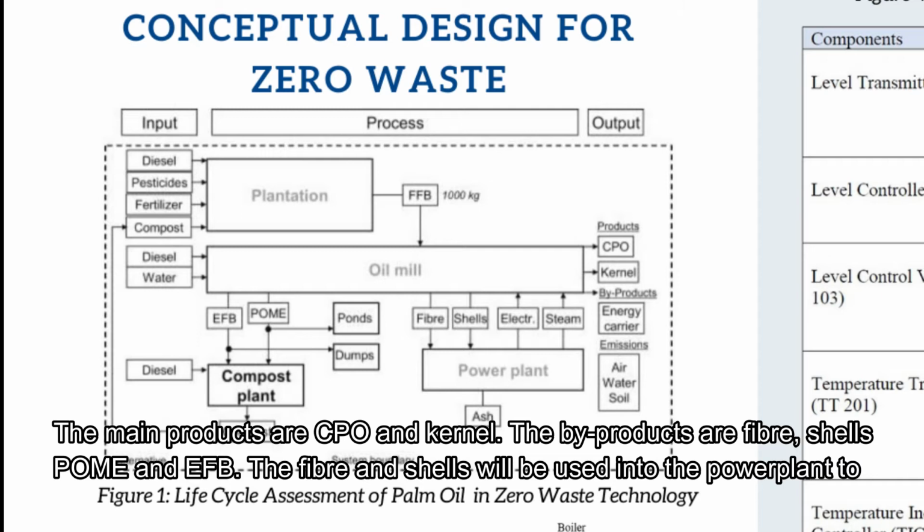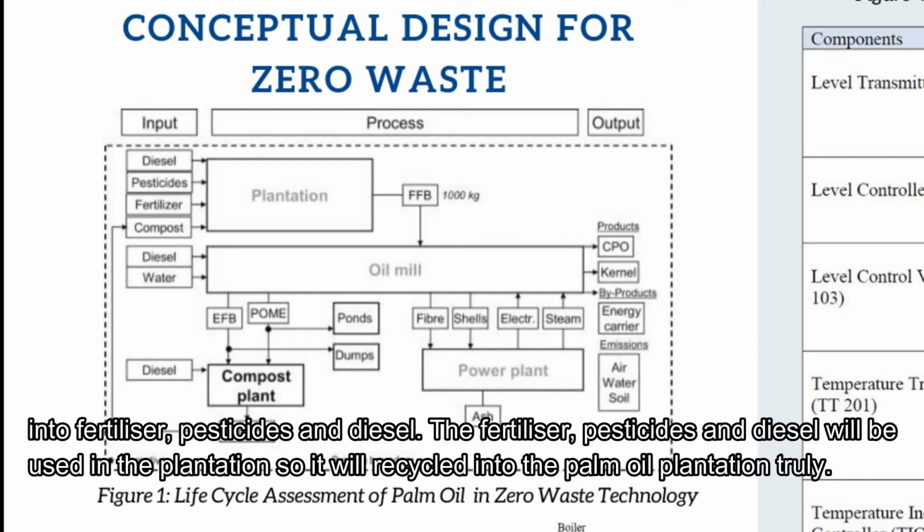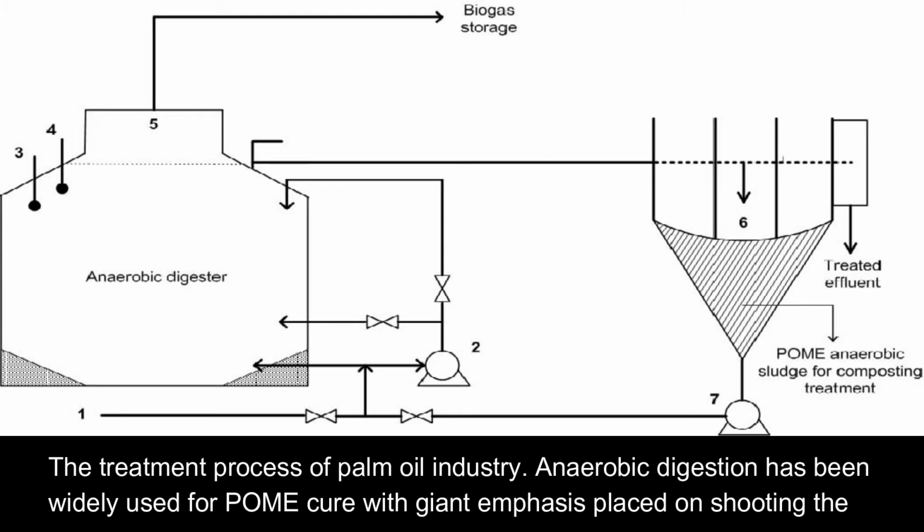The fiber and shells will be used in the power plant to generate electricity and steam. This electricity and steam will be used in the oil mill to supply the energy. Next, POME and EFB. These products will be composted into fertilizer, pesticides, and diesel. The fertilizer, pesticides, and diesel will be used in the plantation, so it will be cycled around the palm oil plantation. The treatment process of palm oil industry.